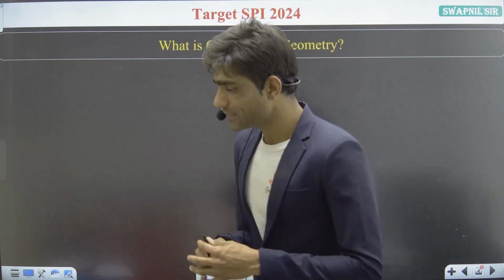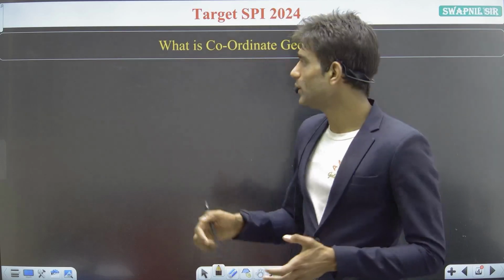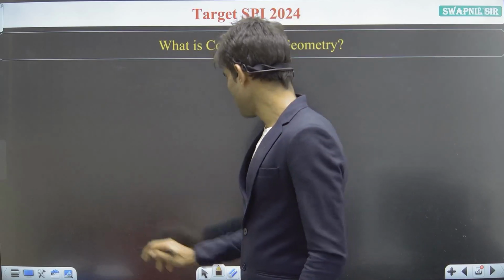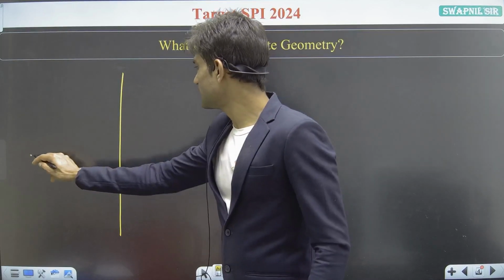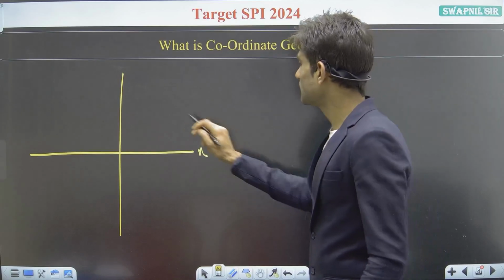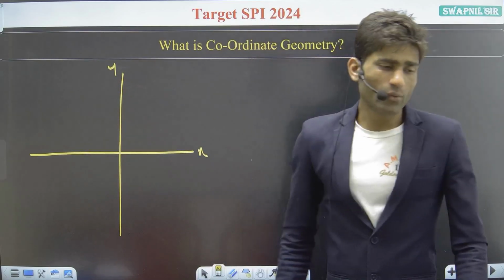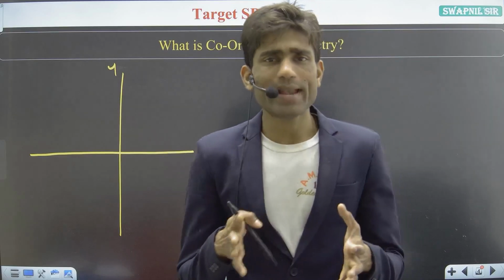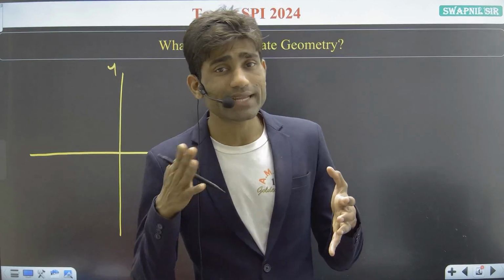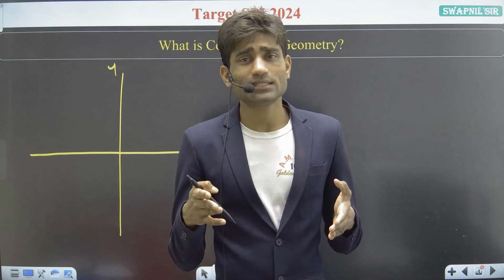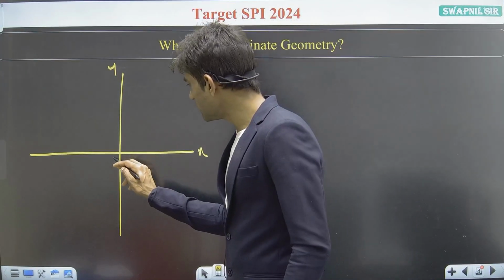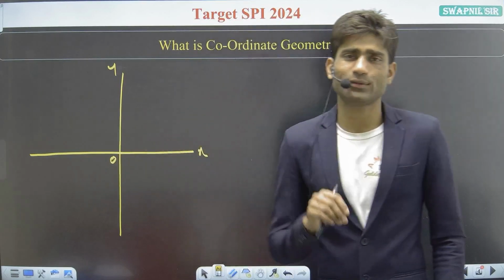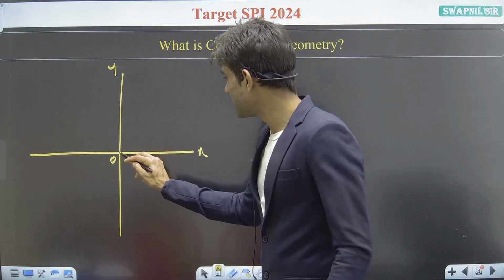In coordinate geometry, we know that we can define a point. Consider this one is the x-axis and this one is the y-axis. On our x-axis and y-axis, the division of points, that means positive numbers and negative numbers on the x-axis, and positive and negative numbers on the y-axis, we have to take care of all of them. We already know that this point always represents the origin.